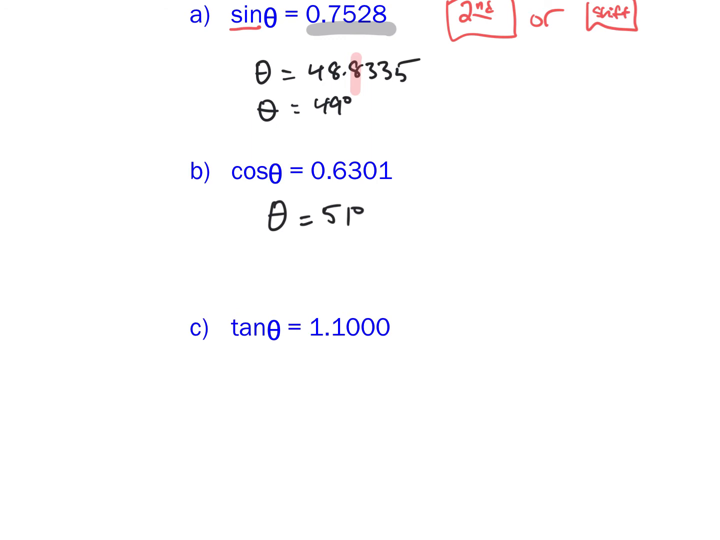And last but not least, we're going to do this question here with tangent. So second function tangent, 1.1000. And in this case, when we round, we are going to get 48 degrees. So that's the answer we get for question C. So that's how we go about using our calculator to figuring out the angle given the value of sine, cos, or tangent. Okay? Now let's get down to business and let's do some questions.